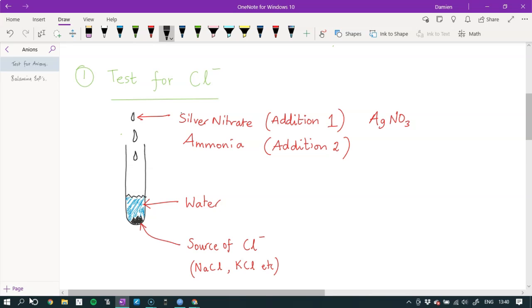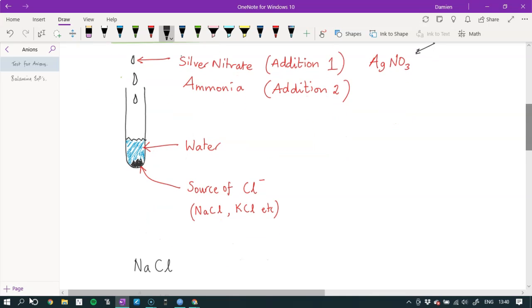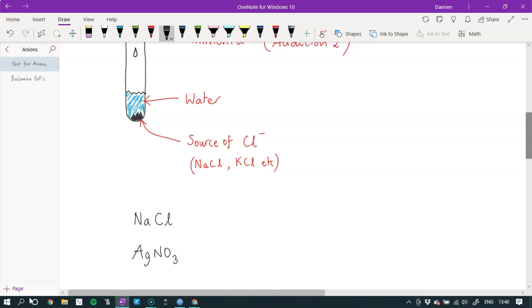We'll add ammonia later on, but let's start with the silver nitrate. Silver nitrate, you can see here, is AgNO3. When things are dissolved in a solvent, they generally break up into their ions. So in this example, NaCl is going to produce Na plus ions, and what we're interested in is the Cl minus ions.